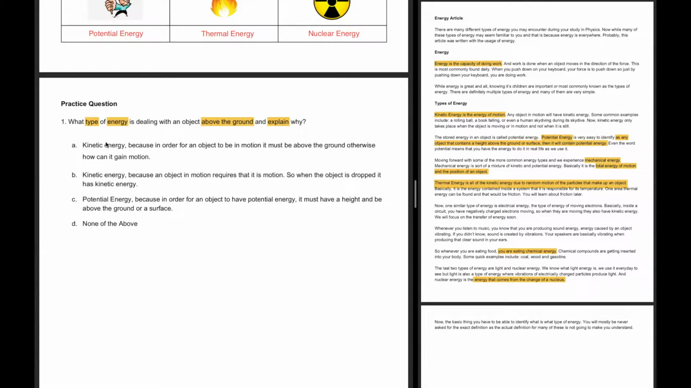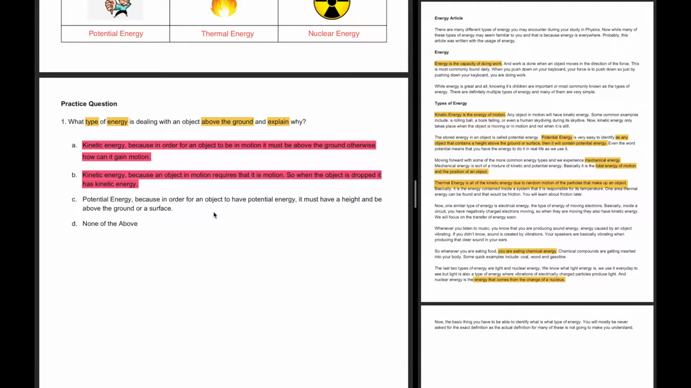Alright, let's go through our choices here. Kinetic energy, because in order... this is talking about kinetic, so it's talking about motion. It must be above the ground, otherwise it cannot get any motion. This is a total distractor, so I'm going to make it red, pinkish. This is once again kinetic energy. We're not talking about kinetic energy here.